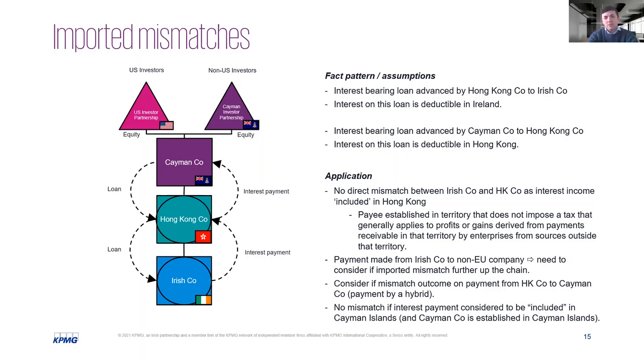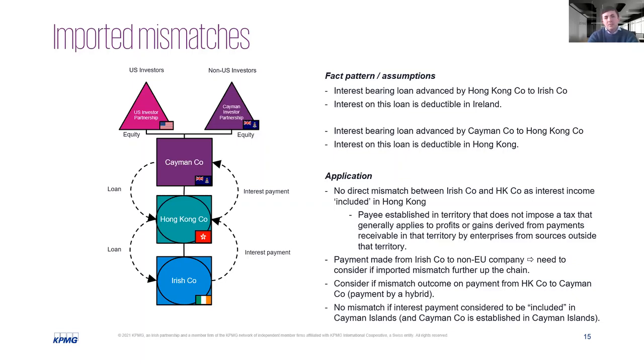So I suppose, step back, the first thing we need to consider is, do we have a direct hybrid mismatch outcome? So that interest payment that's been made from Ireland to Hong Kong, we have a deduction for the interest in Ireland. So we need to test for inclusion at the level of the Hong Kong company. And as Garrett mentioned previously, when we look at the definition of inclusion, payments to Hong Kong fall within the meaning of that definition, because Hong Kong operates a source-based or territorial tax regime. And that's one of the types of regimes that's included in the definition. So we have a deduction in Ireland, but we have inclusion at the level of the Hong Kong company, and so a direct mismatch doesn't arise here.